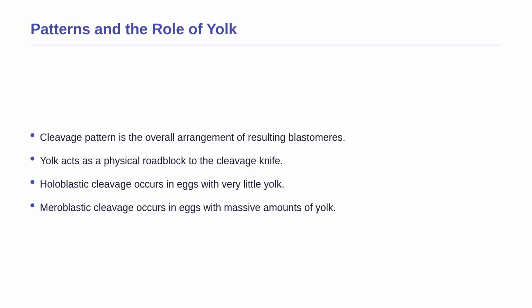In organisms like humans or sea urchins, where there is very little yolk, the cuts go all the way through the cell. We call this holoblastic, or complete cleavage. But in birds or reptiles, which have massive yolk-heavy eggs, the knife cannot cut all the way through. Only a tiny disc of cytoplasm at the top divides, which is known as meroblastic, or incomplete cleavage.